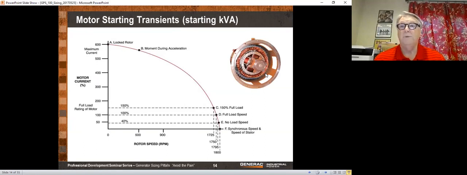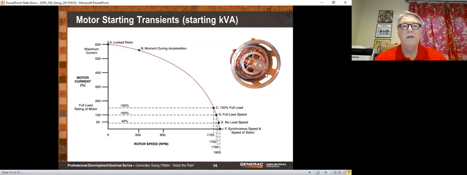This is a motor starting curve for a motor, and you'll notice when you start a motor, you get about 600% current. You get about 600% current there at 0 speed, and then as the motor comes up to speed, that current drops down. And as we talked about in previous seminars, once you get to about 150% of full load, then you're in what we call the linear portion of the motor operating curve. And from 150% to about 50% load, the current is proportional to the torque.